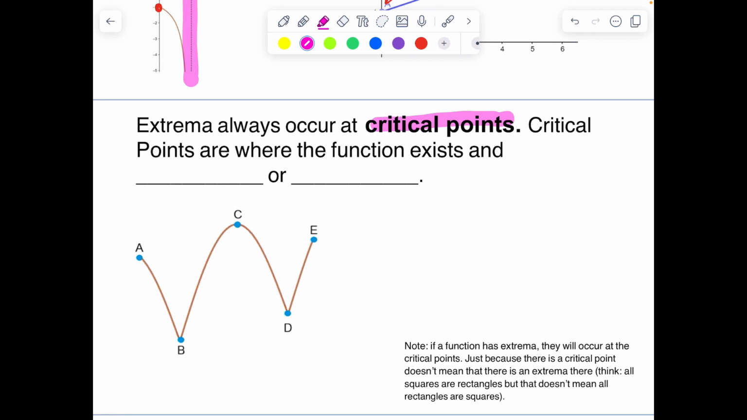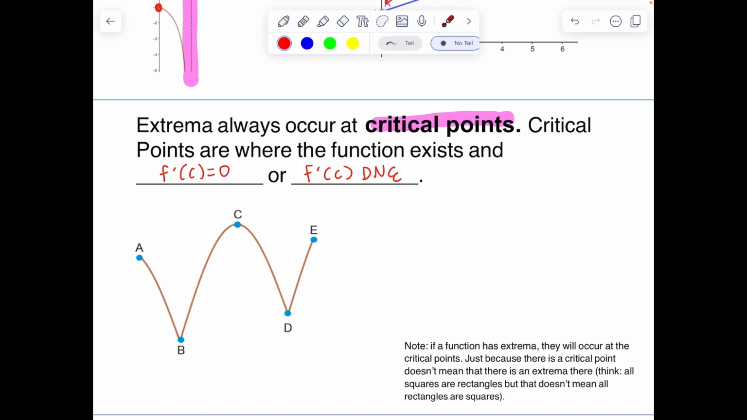Critical points are where the function exists, aka the domain exists there, so there's no hole in the graph. So the function exists, and there are two places where you could see a critical point: the derivative equals 0, or the derivative doesn't exist. So that's where there is a critical point. If you ever see extrema, you can automatically say there's a critical point there. But the way that you identify it algebraically or graphically is that the derivative equals 0 or the derivative does not exist there.